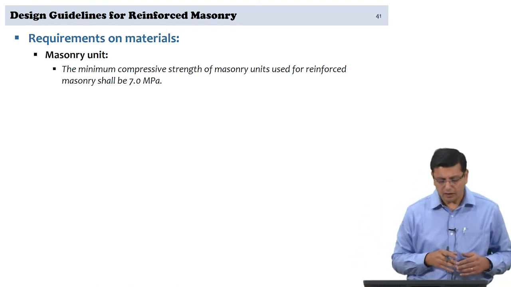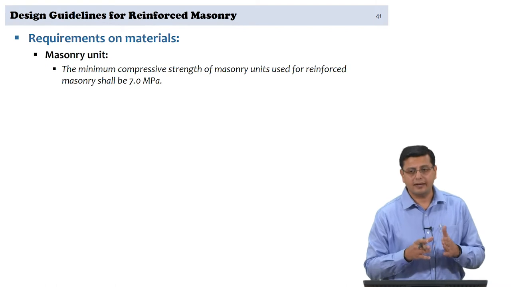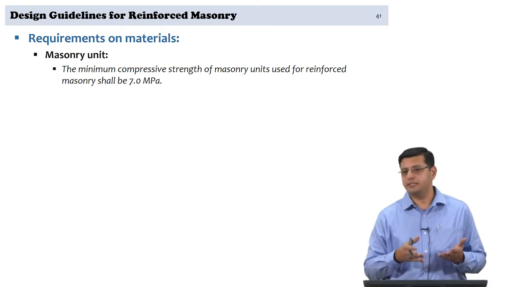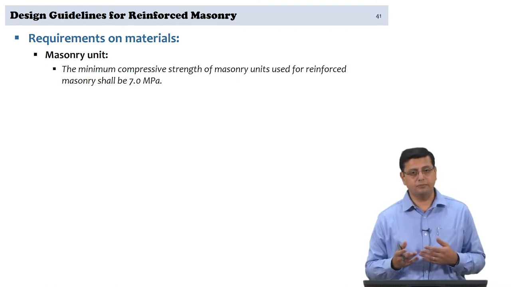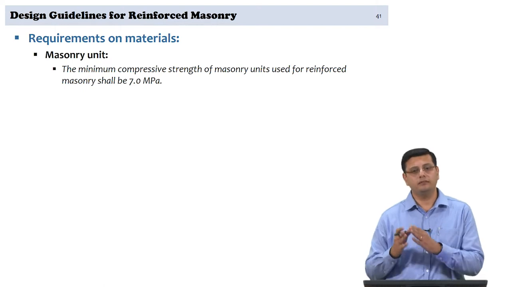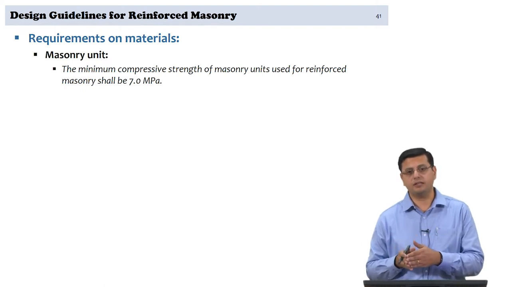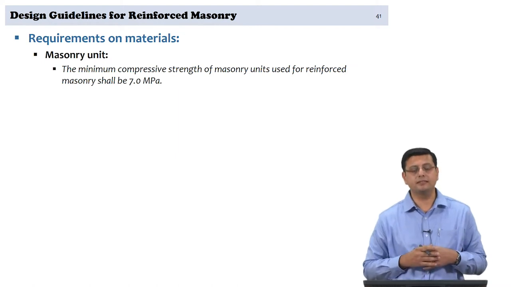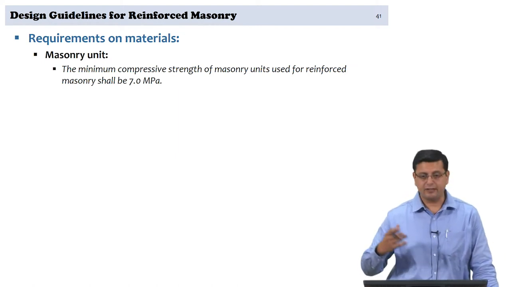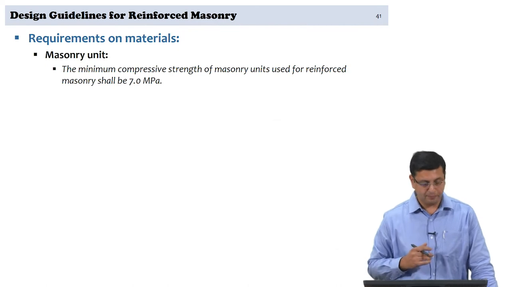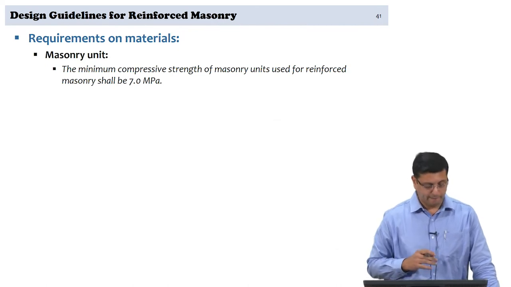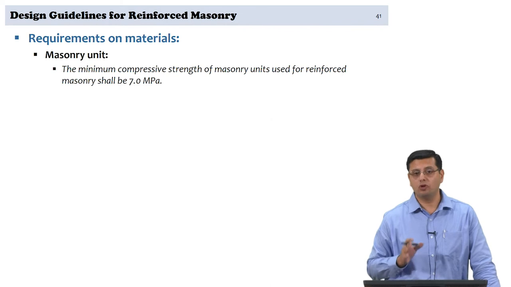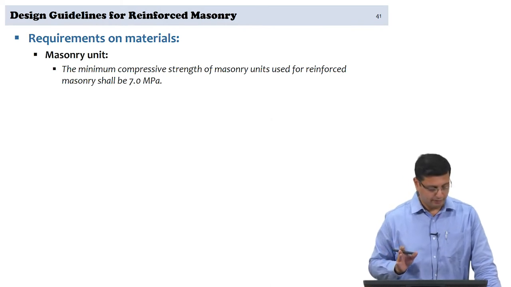And of course, with clay bricks, you will have a challenge of getting 7 MPa depending on the region where you are getting bricks from. But if you are looking at hollow block construction, it is quite easy to get strengths that are of the order of 10, 12 or 15 MPa and higher. So, this is an important requirement. So, low strength units should not be used for reinforced masonry at all.